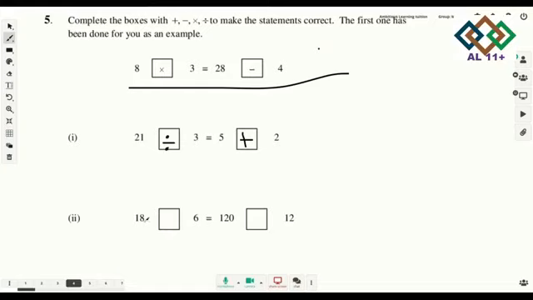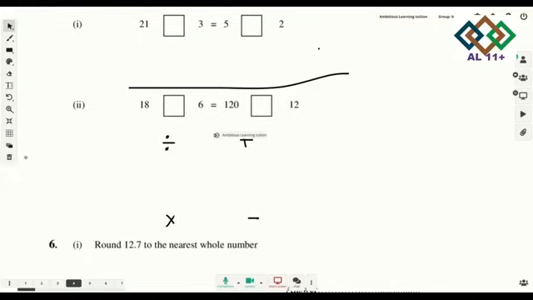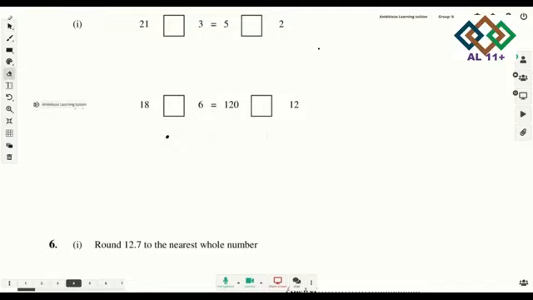Again, in this one, 18 what with 6 gives you 12 what 12. So I'll give you a minute to try doing this, and then I'll give you the answer for this one. So obviously this will be multiplication, and the next one would be a minus. So let's move on to the next one. Remember, in the previous one, both the sides should be equal.